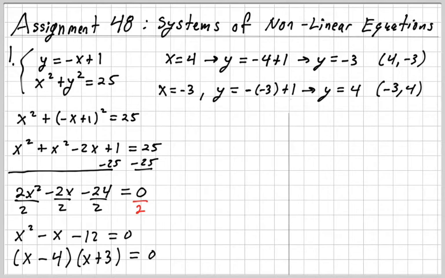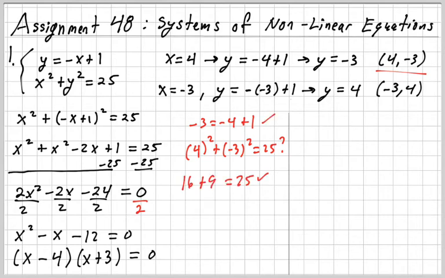And of course, you'll want to substitute this into both equations to make sure that both your answers work out okay. So if we plug into the first equation, we'll do the 4 and the negative 3. So is negative 3 equal to negative 4 plus 1? Yes, it is. So that's good. And 4 squared plus negative 3 squared, is that equal to 25? Well, that's going to be 16 plus 9. That's equal to 25. Okay, so the first solution works.